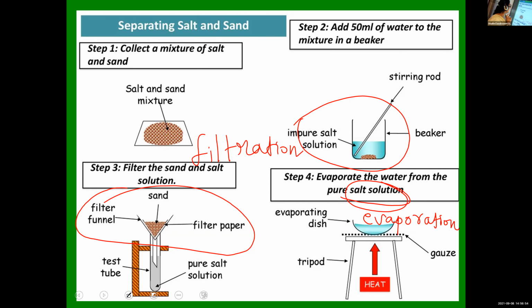So with this method, you can separate only sand and salt. What happened to the water after evaporation? It got evaporated, turned into water vapor and disappeared. You can't get the water back. So this is one activity.